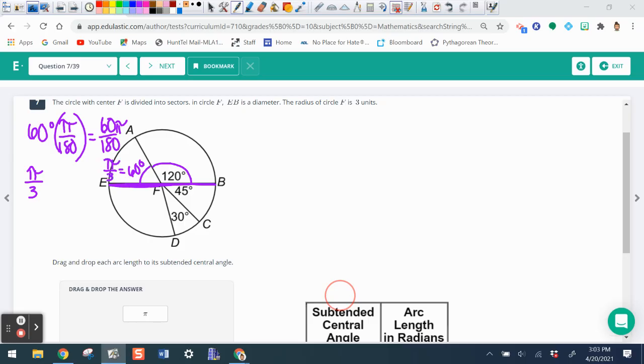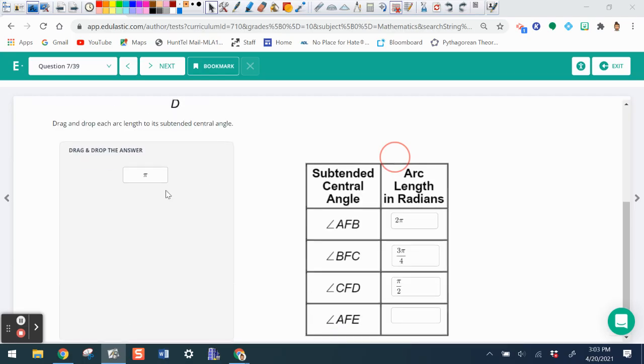And then, like we said, we have to multiply that measurement in radians times the radius of the circle, which is 3 units. So if we multiply it by 3, the 3's cancel and we're left with simply pi. So the measure of angle AFE is pi. So we're going to drag that into place here.